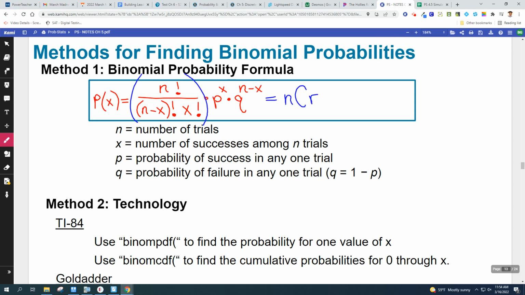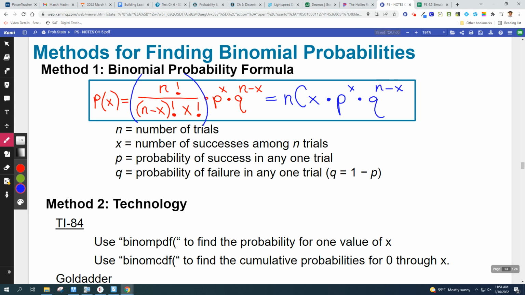And then what you're gonna do is take that number times the probability to the, wait, why did I put r? I shouldn't have put r, I should have put x. That's an x right there. nCx. And so times the probability to the x power times the non-probability to the n minus x power. And that formula still looks really complicated, but once you see an example, you're like, yeah, that makes sense.